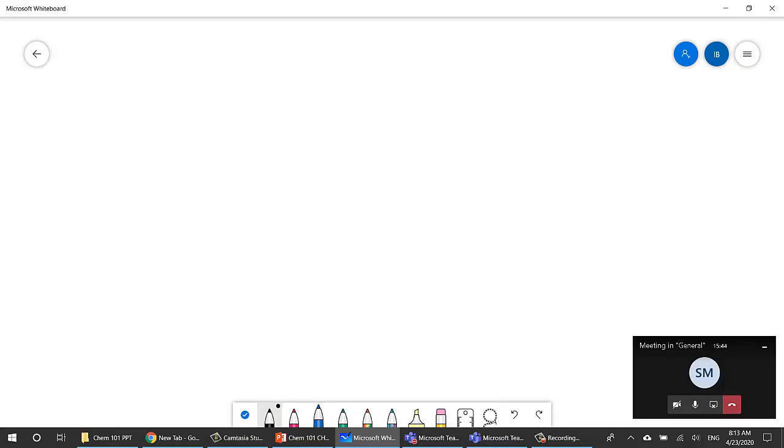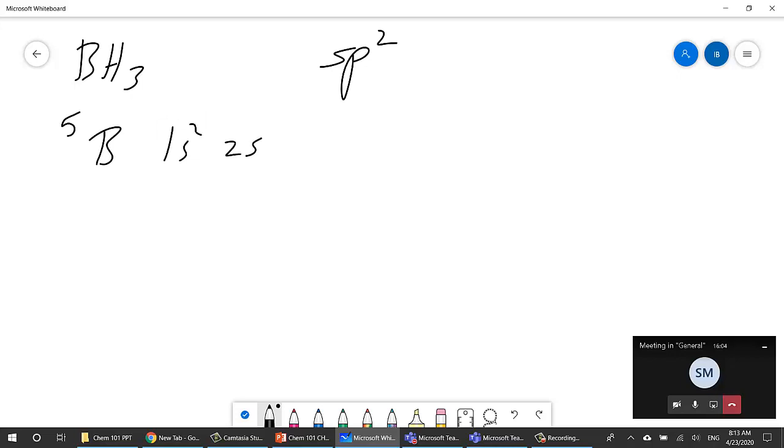Now let's go to another example to understand hybridization in a better way. Let me take another example, BH3. BH3 will have a different type of hybridization. We call it sp2. So boron in the periodic table has 5 electrons. I'm going to explain this to you again. So 1s2, 2s2, 2p1. That's the electronic configuration for boron.